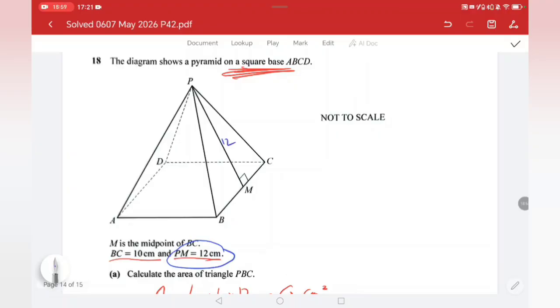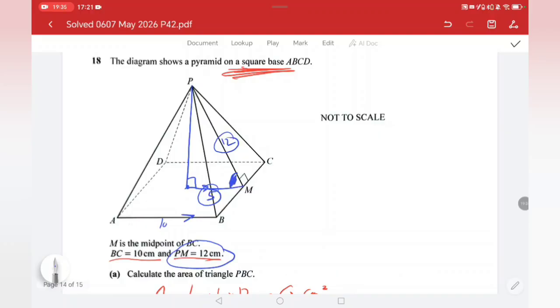So we can draw the height. The height goes to the center, to the middle. And you can draw from here a line parallel to this one. Okay, so this one's a right angle. This side, we know that it's 10. So this one is 5. So I have 5 here, and I have 12 there, right? So I can find the angle they want me to find.